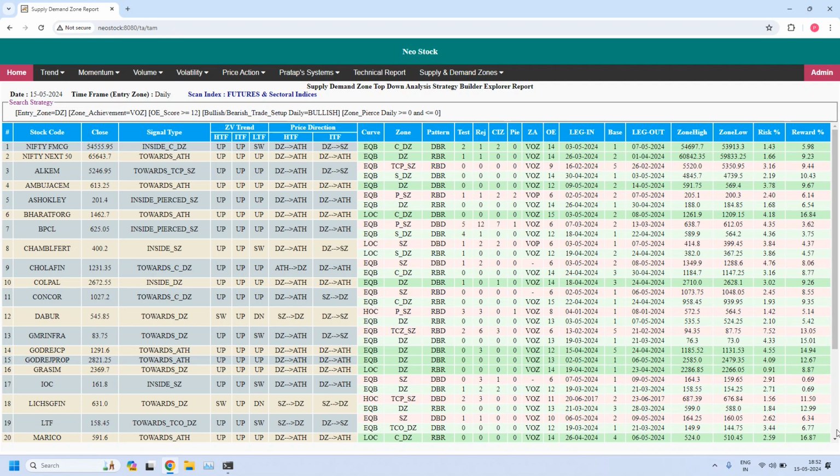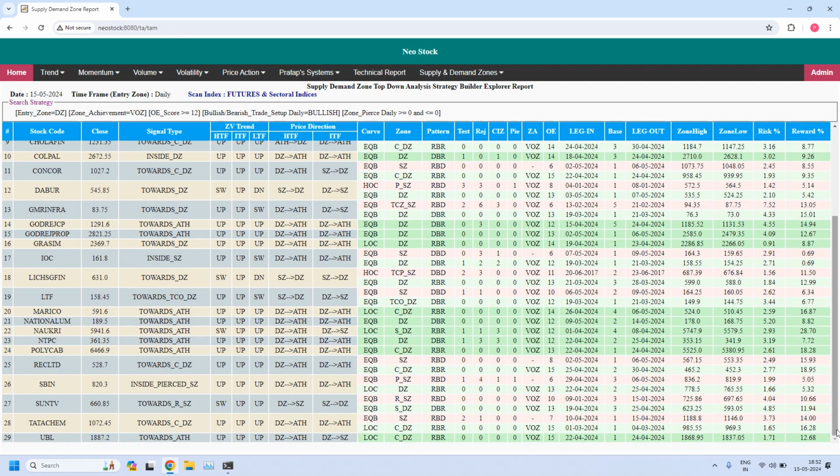Okay, I'm scrolling this list down. So total 29 stocks are filtered. These 29 stocks are supporting bullish trade setup for monthly income trade.